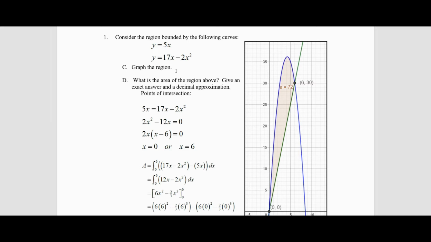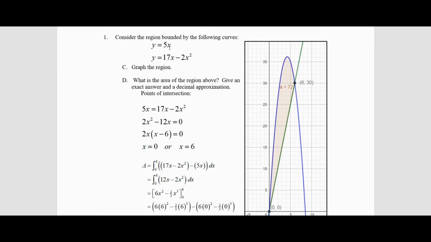But we can find that algebraically by finding the simultaneous solution, substituting 5x in place of the y in the second equation and solving for x. So we add 2x squared to both sides and subtract 17x from both sides. We get 2x squared minus 12x equals 0. We can factor out a 2x and are left with x minus 6. So that's equal to 0 when either x is 0 or x minus 6 is 0, which says x is 6. So sure enough, that's correct.